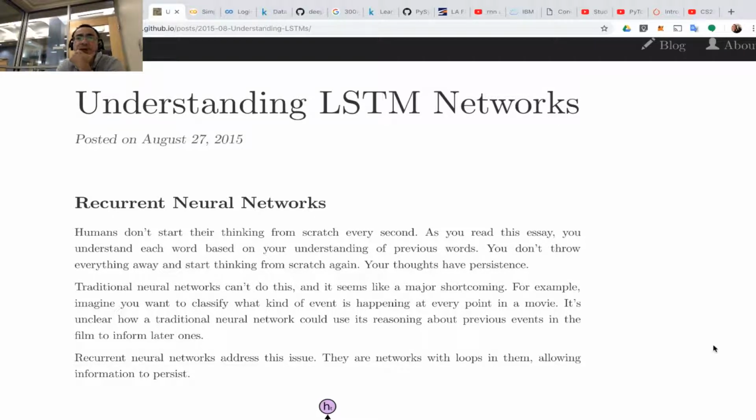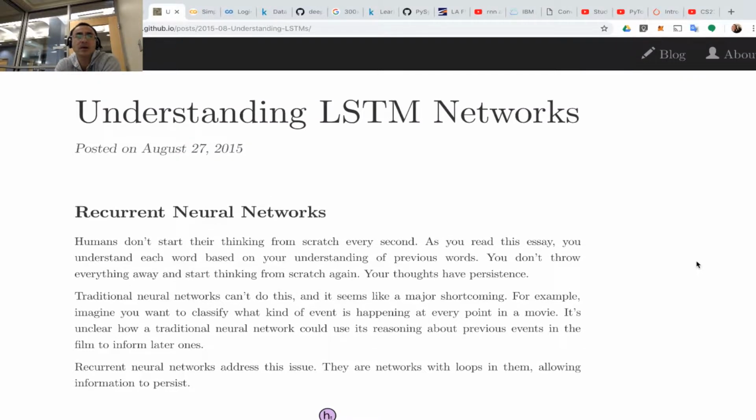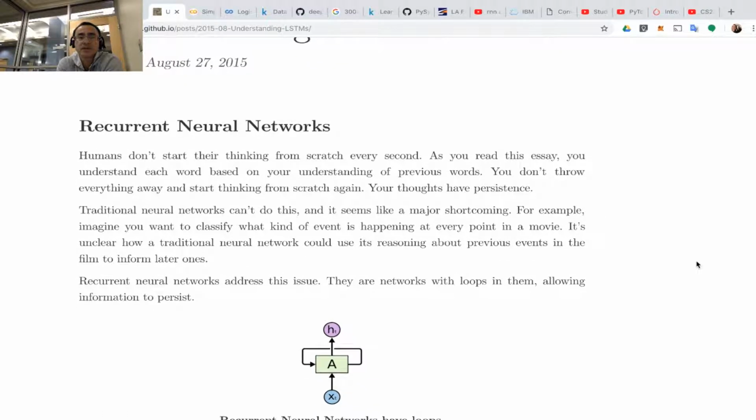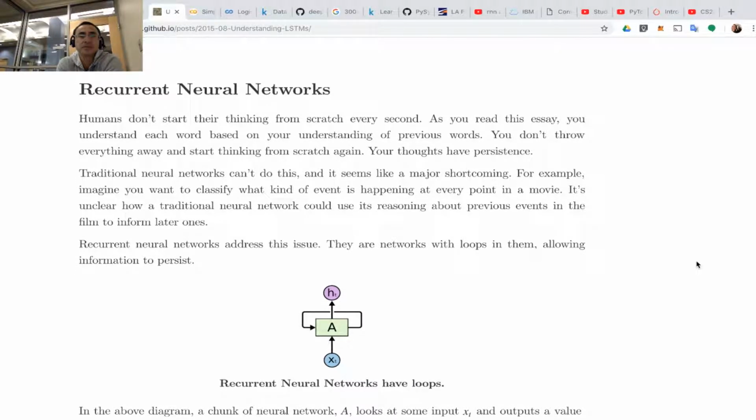So this is suggested by Udacity. Thank you to Udacity. I got a scholarship from Facebook, so I'm doing it through Udacity. They call it the PyTorch challenge. This is from Olah's blog, one of the famous deep learning researchers. Okay, understanding LSTM networks, recurrent neural networks.